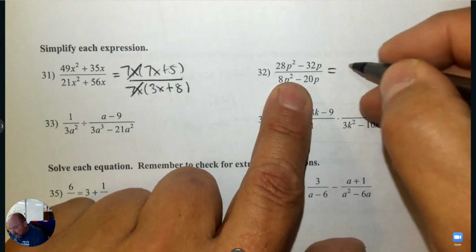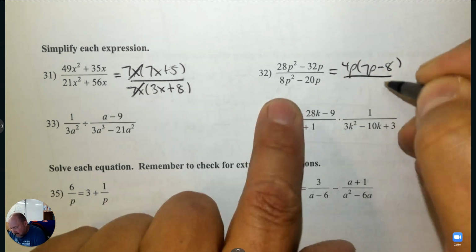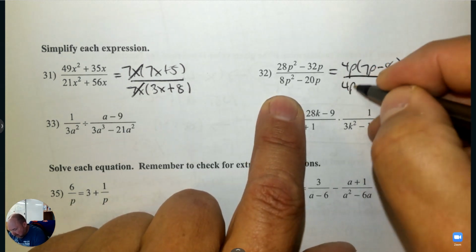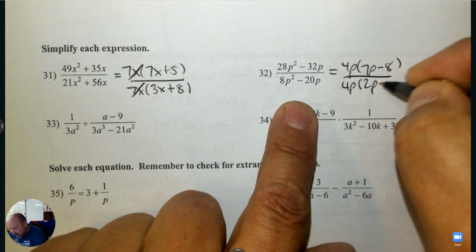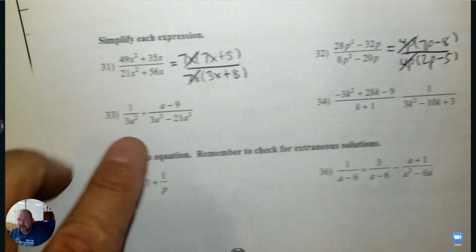Factor, what's the big 4p? That's 7p minus 8. What's that? 4p, that's 2p minus 5. And then there's your answer.